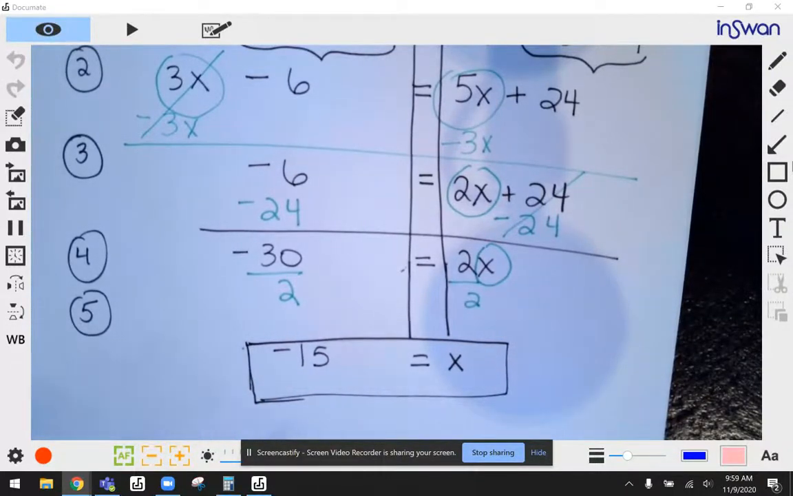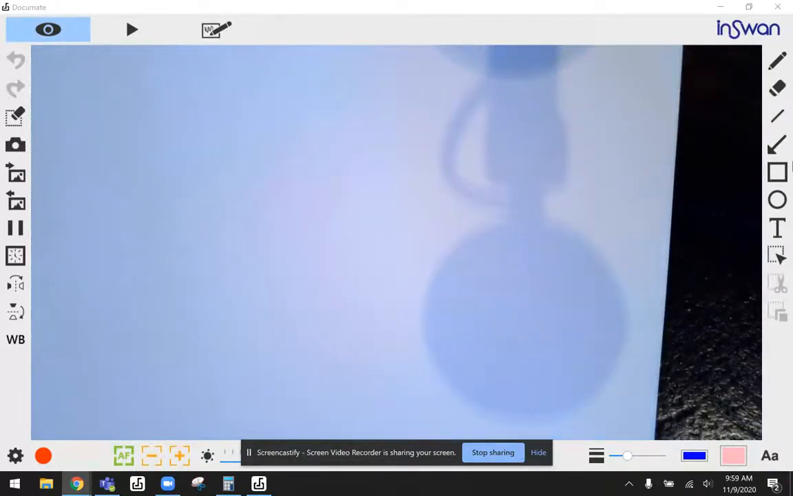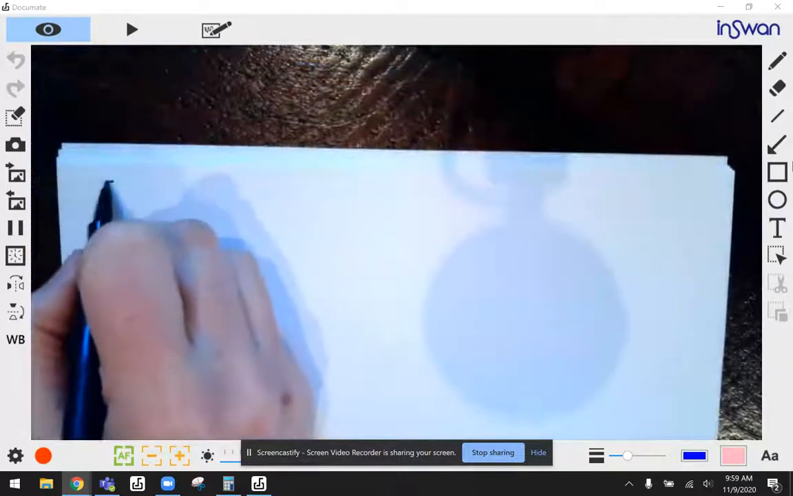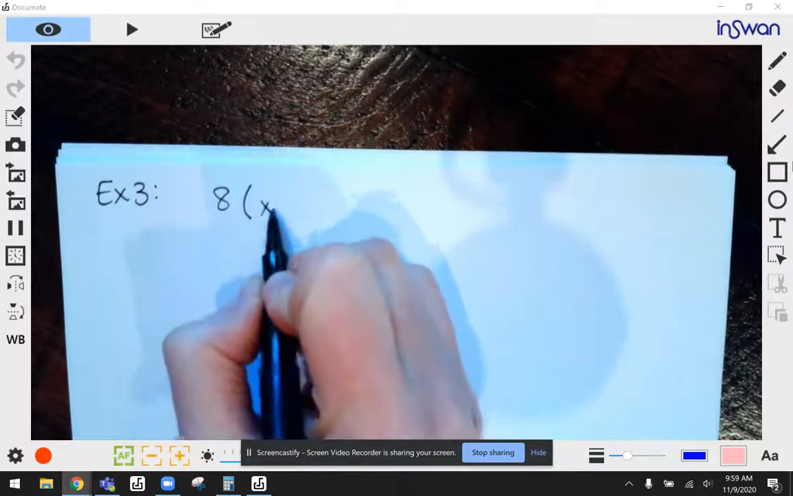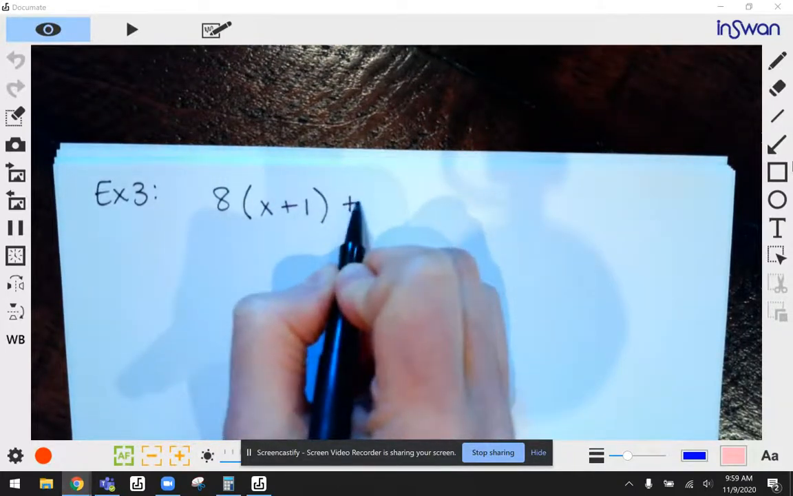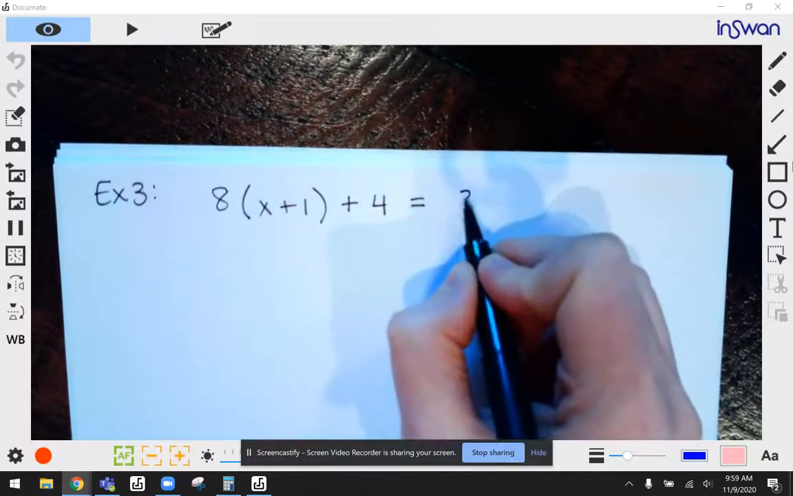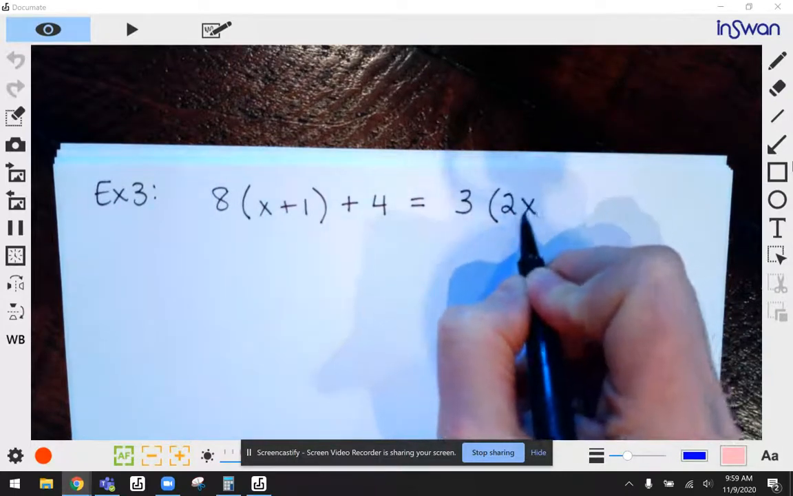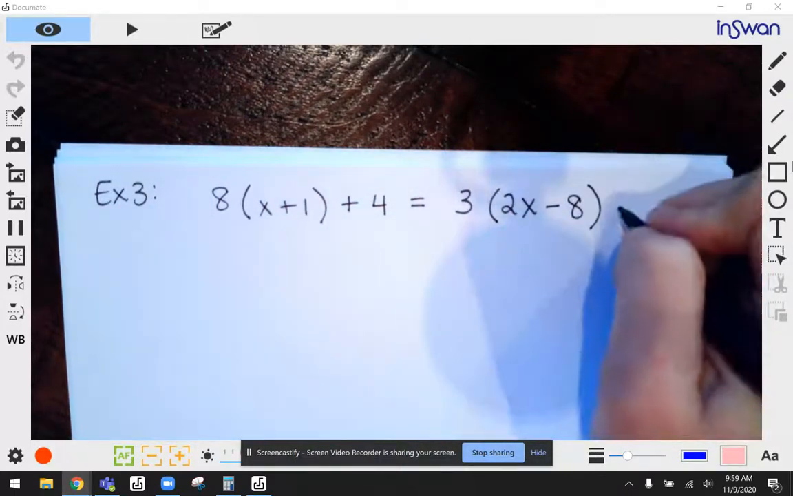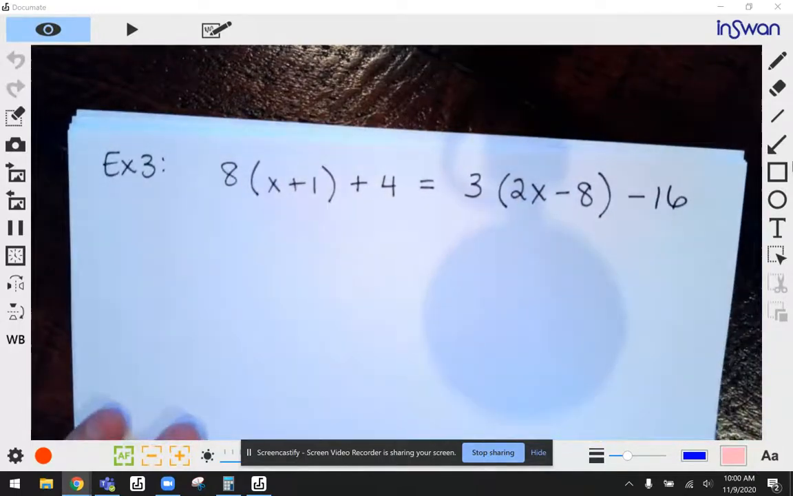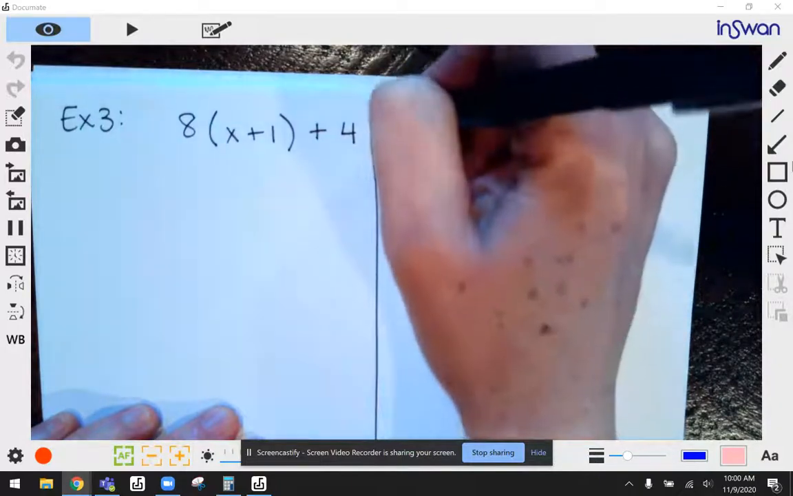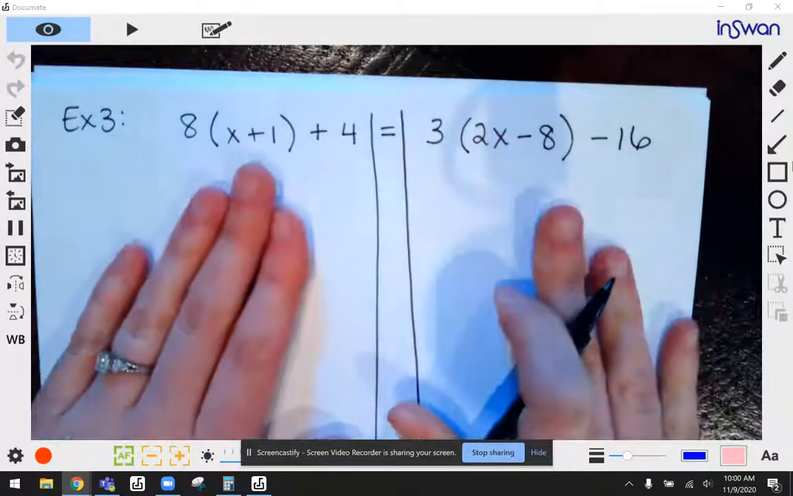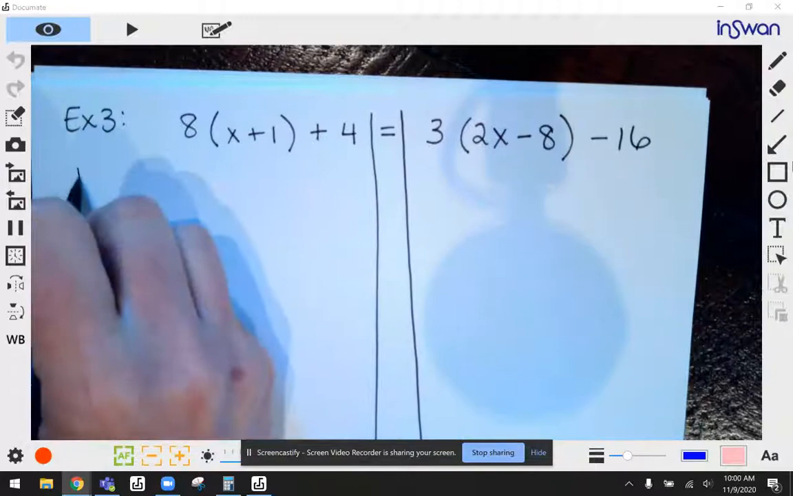All right, we're going to do one more example to make sure you've got it. So here's example 3. I've got 8 times parentheses x plus 1 plus 4 equals 3 times parentheses 2x minus 8 minus 16. So anytime I need to solve an equation, I'm going to draw those guidelines for myself around the equal sign so I'm very clear about the sides. I'm going to follow my steps.